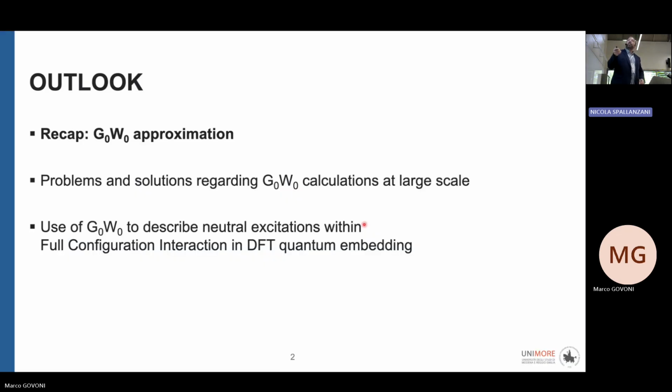I will go very quickly over the recap of what you have heard in the previous lectures about the G0W0 simulation. Then I will move on to the problems that may arise when you try to apply GW calculations, G0W0 calculations, to large systems, and we will define what a large system means and how we solve those problems. So we try to solve as many problems as we could. And finally, I will give you an overview of the latest developments in the use of GW, not just to describe charged excitations, but also neutral excitations, and specifically to develop an embedding of a high-level theory, configuration interaction, in density functional theory, from Green's function theory.